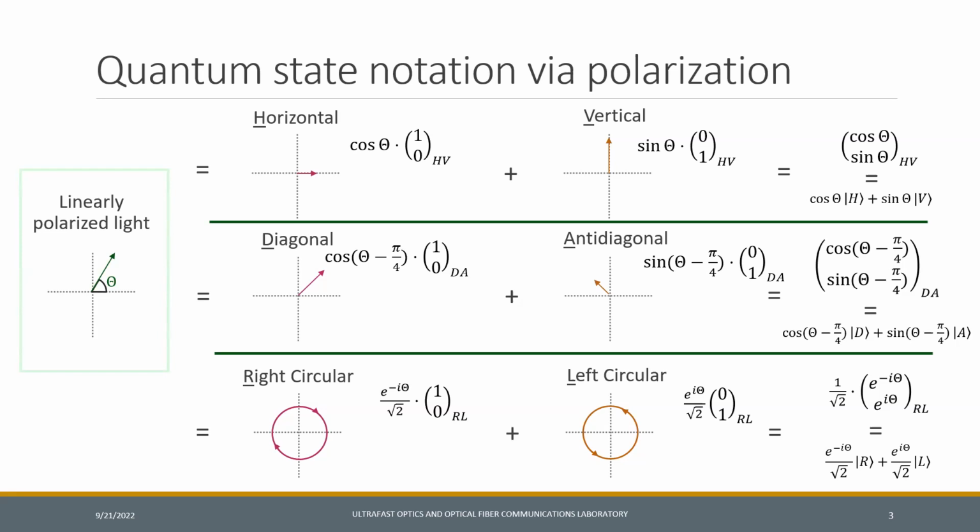There are a few different ways that we can talk about it. We can talk about it in terms of its horizontal and vertical components. So this is a vector. We can break it down into 2 orthogonal components. The horizontal we'll just represent as the 1, 0 vector. The vertical we'll represent as the 0, 1 vector. And then their magnitudes are cosine theta, sine theta, like you'd expect. And so you can represent this state in the horizontal-vertical basis with this vector, cosine theta, sine theta, in the HV basis.